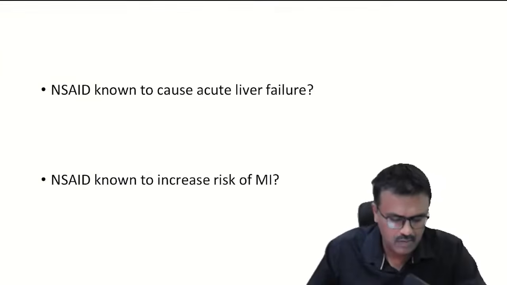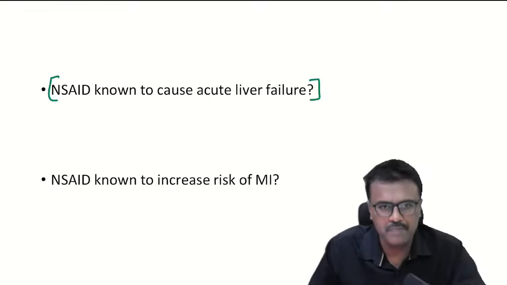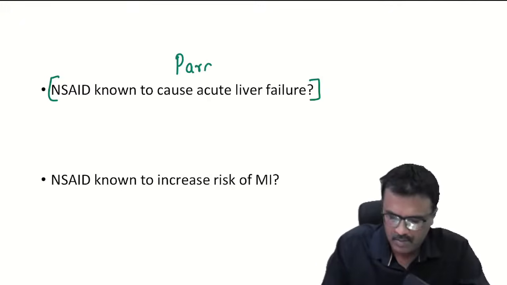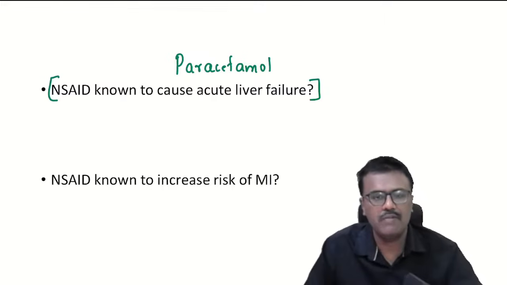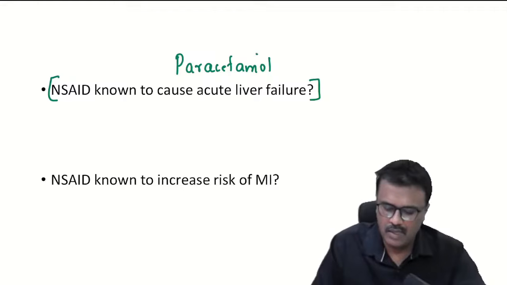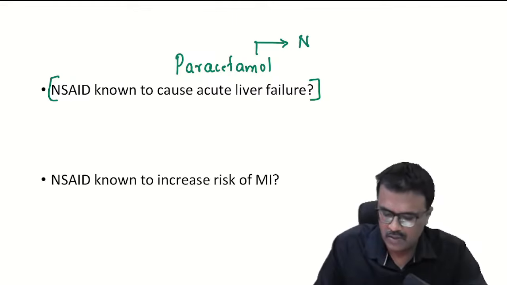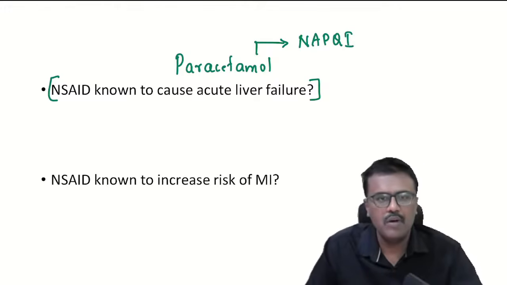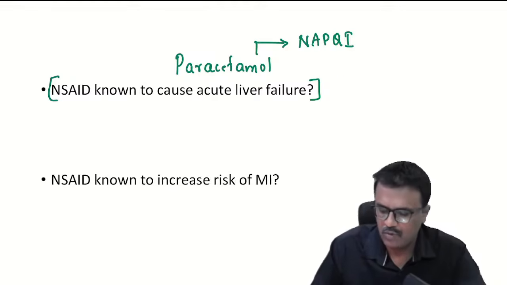Now coming to the question, the NSAID which is known to cause acute liver failure. We know that the drug paracetamol is a drug which causes acute liver failure if you take it in overdose. And what is the toxic metabolite which comes from that? The toxic metabolite is called NAPQI. If you want the full form, it is N-acetyl-para-benzoquinoneimine. And what is the antidote for that?